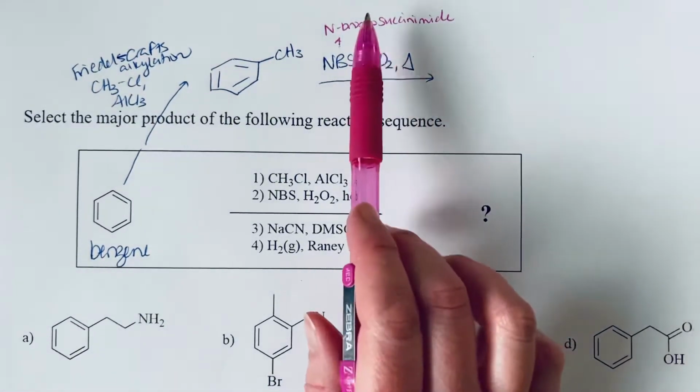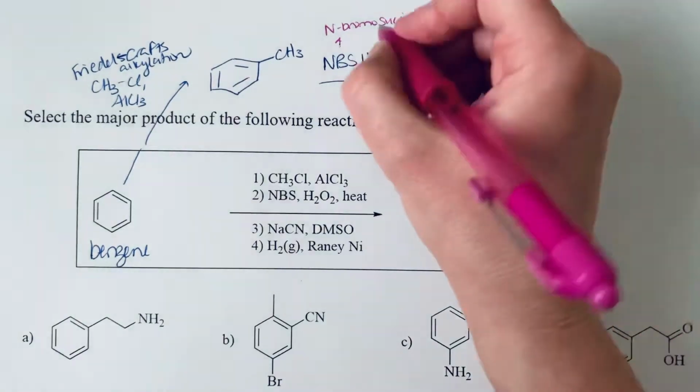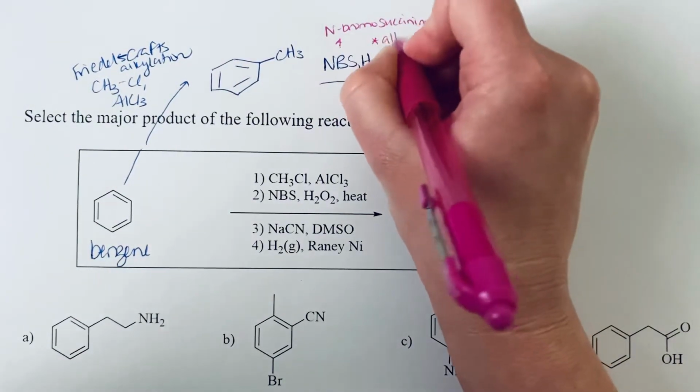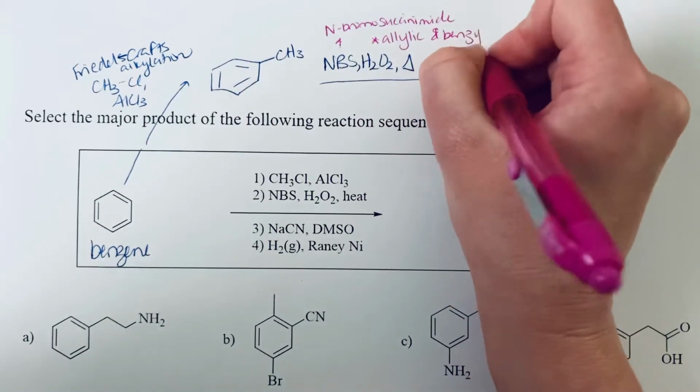And so we've got a bromine in there. Peroxide might trigger some memories as well. These are conditions for radical halogenation. And we've seen peroxide spark a lot of radical reactions. It's a good free radical initiator. And so these conditions are specific for allylic and benzylic halogenation.